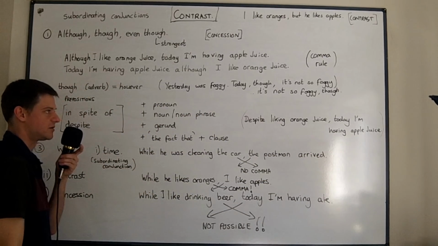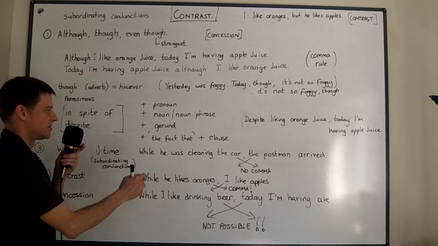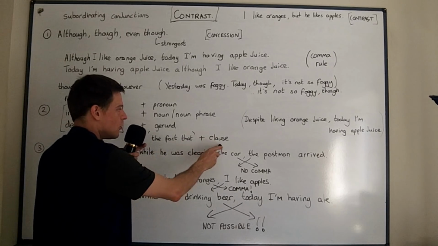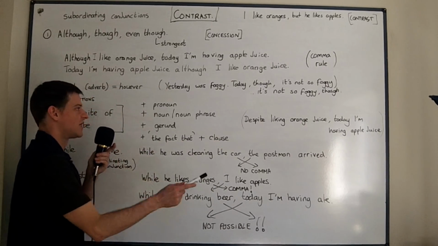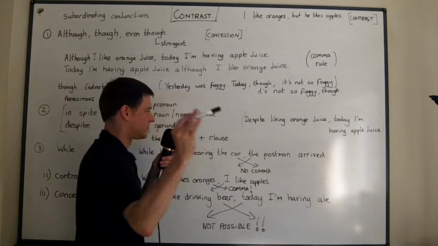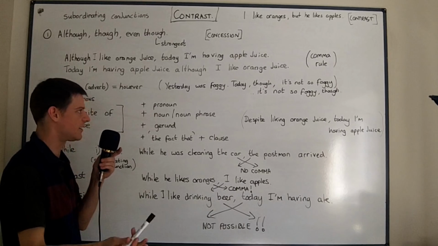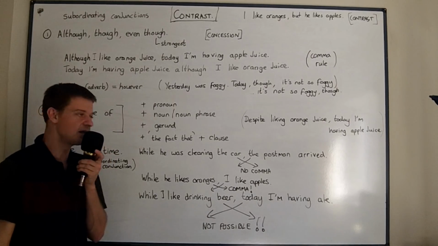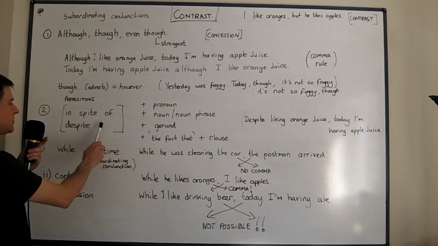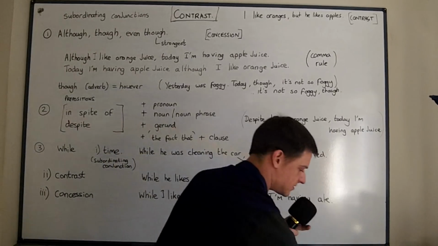That's also completely fine. You can use that if you want to use a clause. Okay? You cannot say despite I like orange juice. That would be wrong. You need despite the fact that I like orange juice or despite liking orange juice. Okay? I hope that's clear. So please use these for concessions.